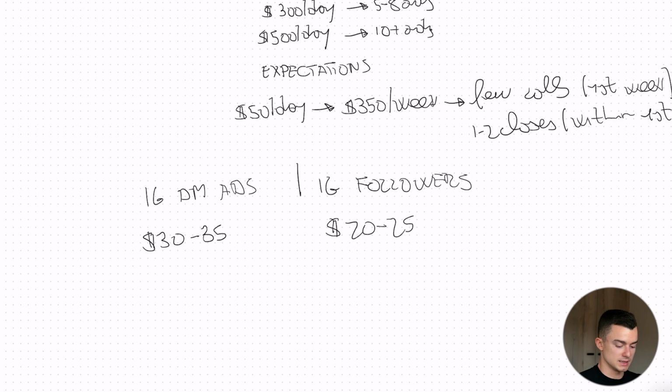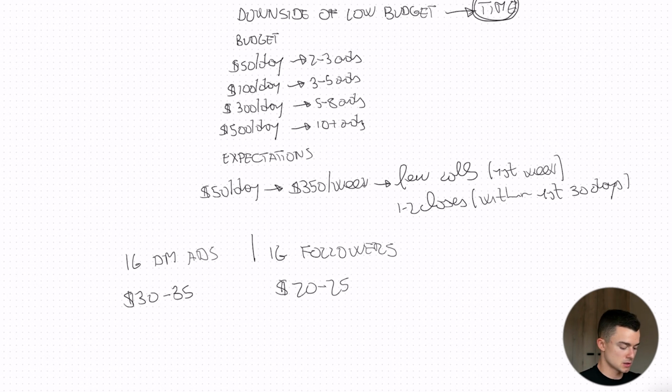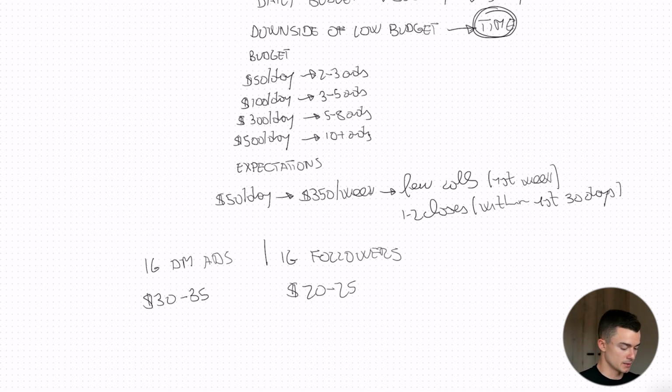100 to 200 is ideal. You really can get a lot of data. You really can move a lot faster. But of course, I understand that not everybody can afford $100 to $200 per day in ad budget in the beginning.